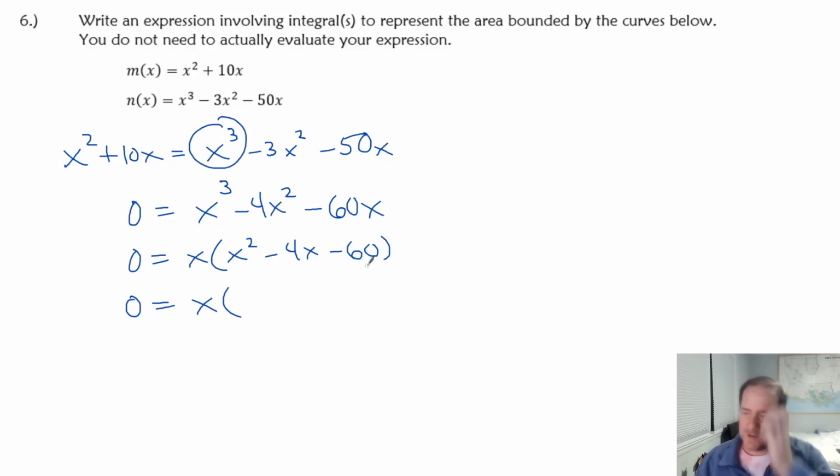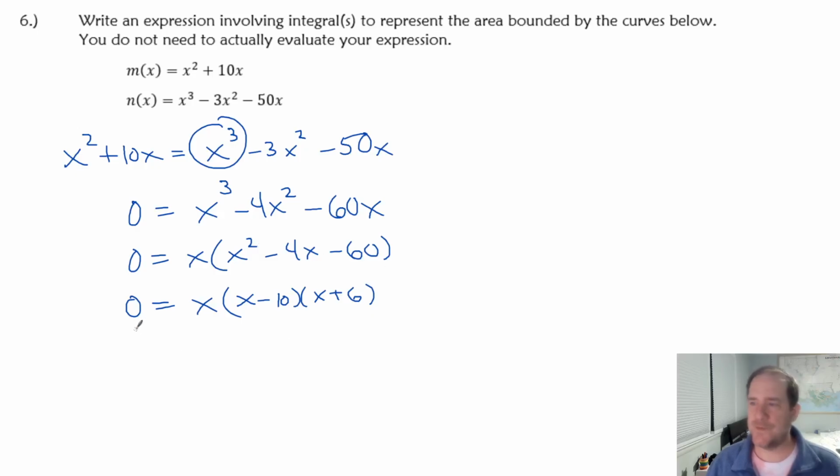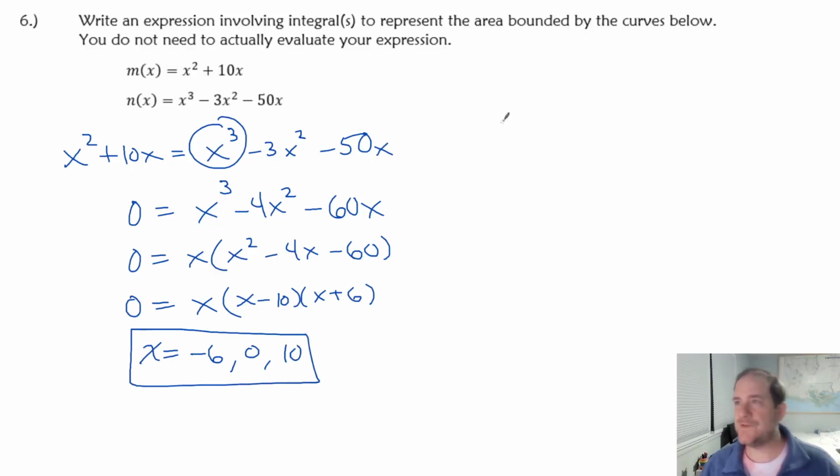6 times 10 is going to give you 60. And 10 minus 6 is going to give you 4. So I guess I want an x minus a 10 and an x plus a 6. And that should make everything work out, which means the 3 points of intersection of these two graphs are -6 and then 0 and then 10. And that means that the expression that models our area would be an integral that goes from -6 to 0 and then plus an integral that goes from 0 to 10.